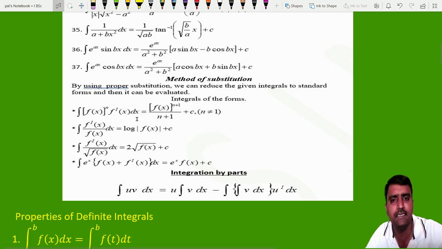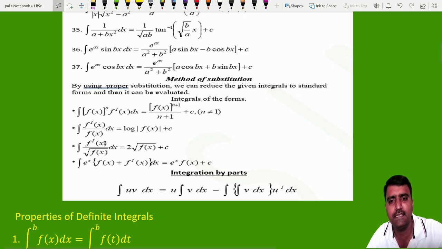of x dx. That means if the differentiation of f of x is present, then you can use this formula: f of x to the n plus 1 by n plus 1. If the numerator consists of the differentiation of the denominator, then its integration is log of denominator. If the differentiation of the denominator is the numerator, then the integration becomes log of denominator. So that type of problems.